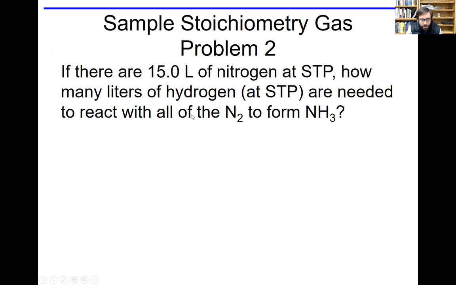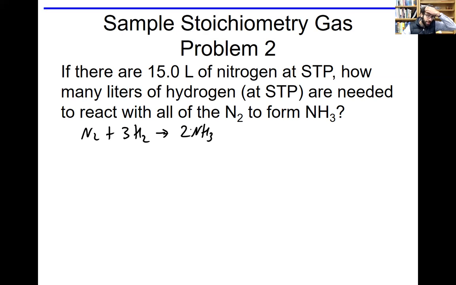Let's do a slightly different one. If there are 15 liters of nitrogen at STP, how many liters of hydrogen, also at STP, are needed to react with all the nitrogen to form ammonia? And this one, again, we still have that same balanced equation.